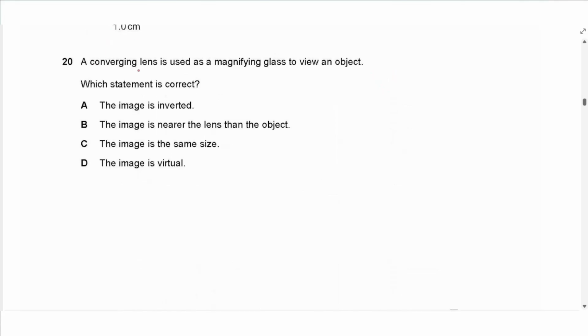Question 20 says a converging lens is used as a magnifying glass to view an object. Which statement is correct? The image is inverted. No, when using a lens as a magnifying glass, it is always upright. The image is nearer to the lens than the object. No, it is further, or the object is nearer. The image is the same size. No, because it says a magnifying glass. And the image is virtual, always virtual when we use the converging lens as a magnifying glass. So the answer is D.